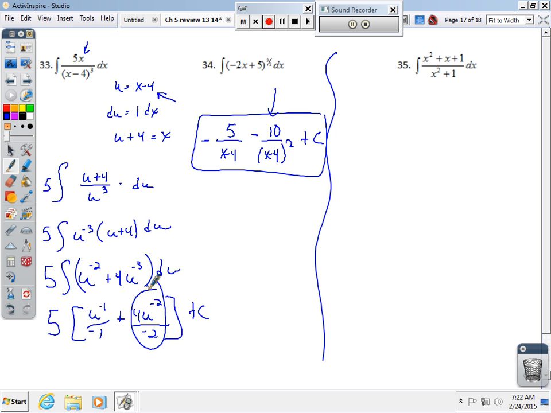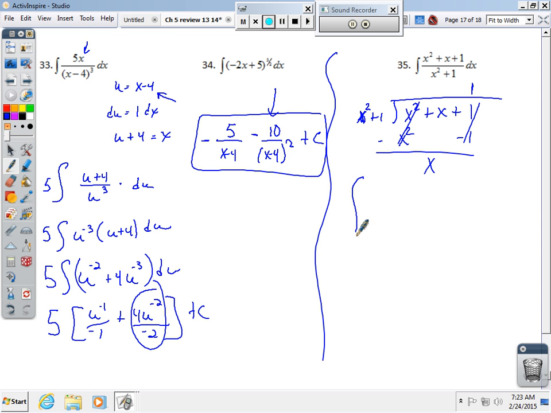Okay, this one is going to be a long division problem for number 35. So we're going to have to do x squared plus 1 into x squared plus x plus 1. So x squared plus 1 goes in 1 time, so 1 times x squared is x squared. Just make sure you line up your terms. 1 times 1 is 1. We're going to subtract those. Those are going to simplify out, so I have a remainder of x.